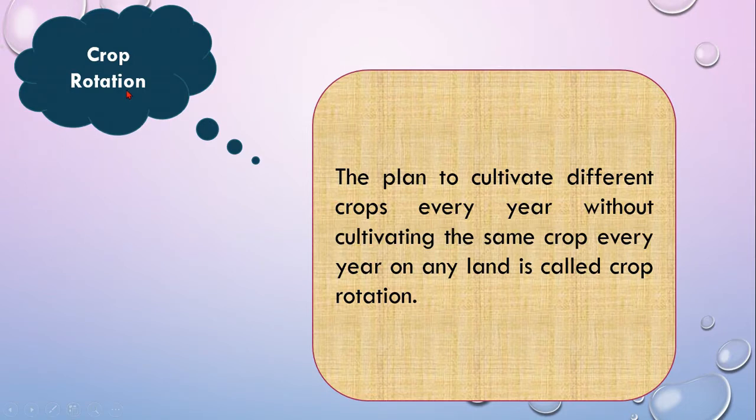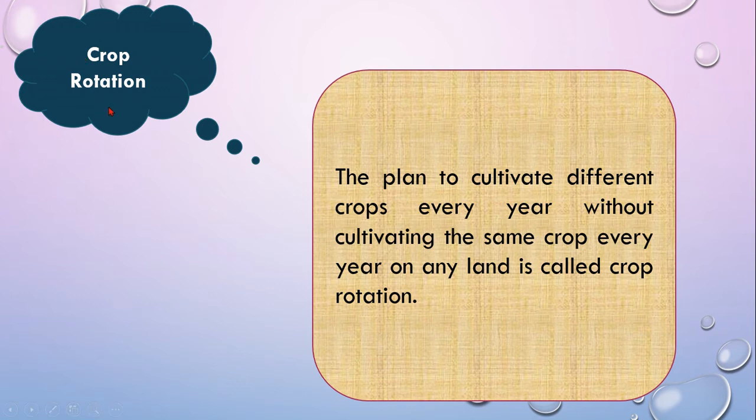Now crop rotation. Crop rotation is the same as cropping pattern, but it is for a couple of years. That means which crop is cultivated in which season in each year, that is called crop rotation. And this is for 2 to 4, at least 2 or 3 years. We know that cropping pattern is for 1 year and crop rotation is for 2 to 4 years. This is the main difference between crop rotation and cropping pattern.